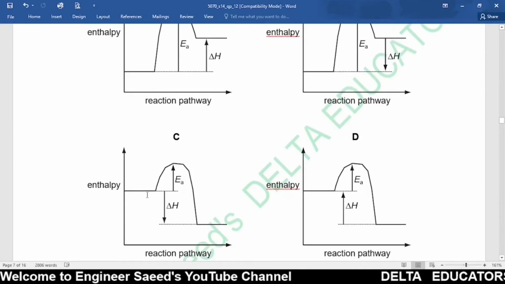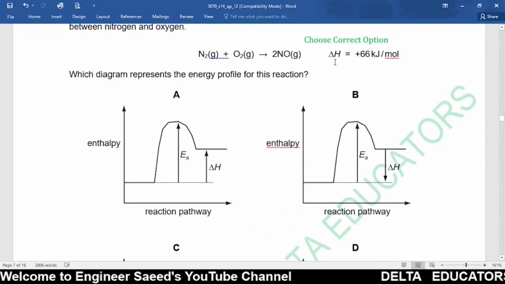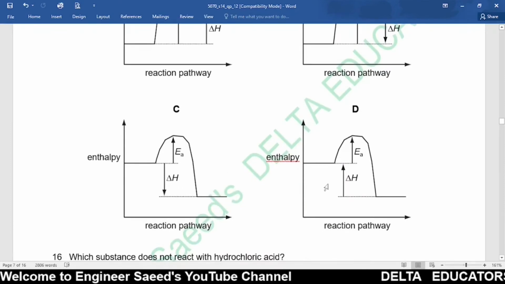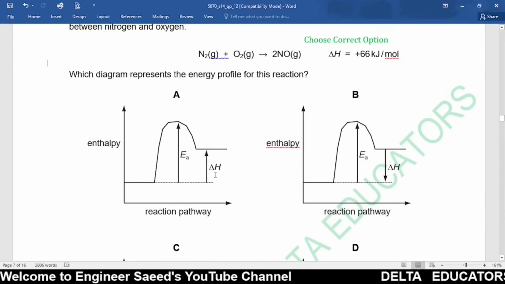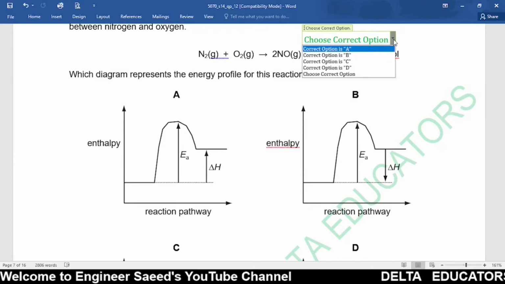In C, it is shown that in the reactant energy is more, in the product energy is less. But here delta H is positive. Positive means in the reactant energy is less and in the product energy is more. So this one is incorrect. Again here it is shown that in the reactant energy is more, in the product energy is less. So this one is incorrect. Here correct option is option A. In option A, enthalpy change is shown correctly and also the activation energy is shown correctly. So correct option, option A.